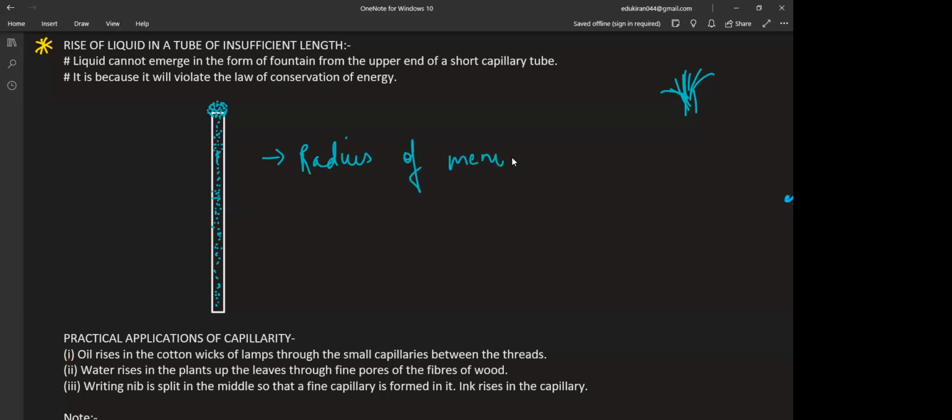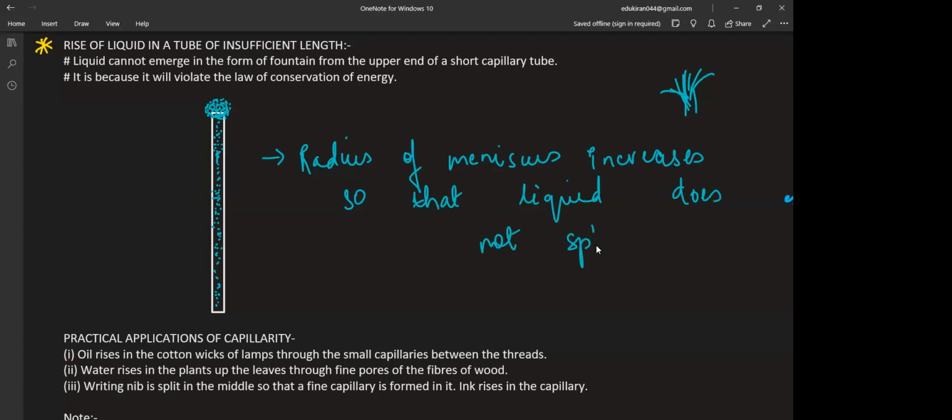Radius of meniscus. It's just that this radius of meniscus will increase so that the liquid does not spill. This is the condition.